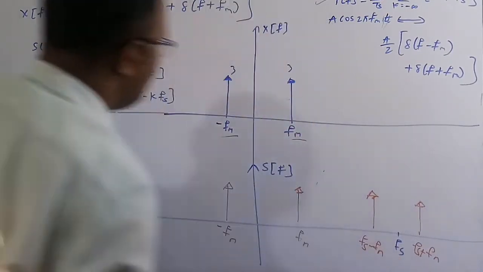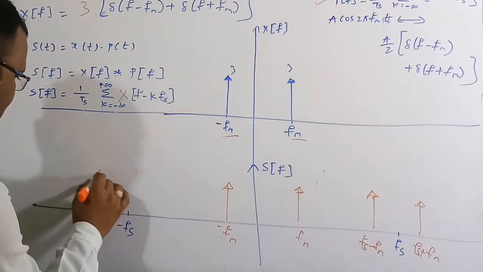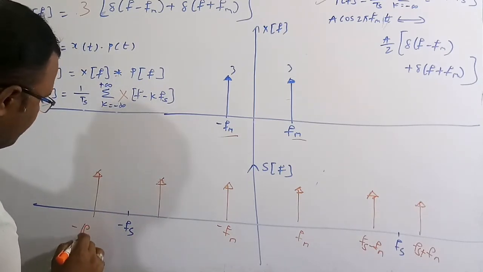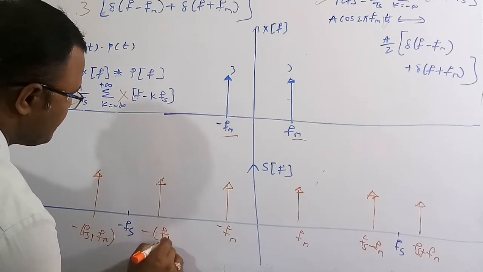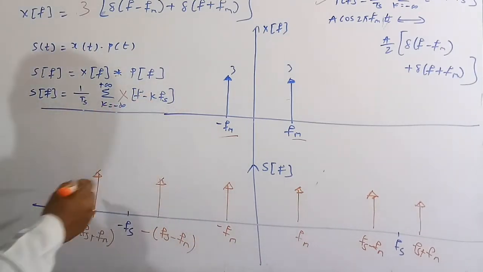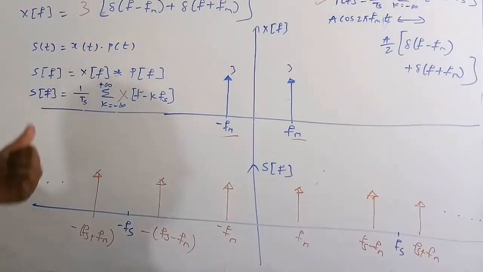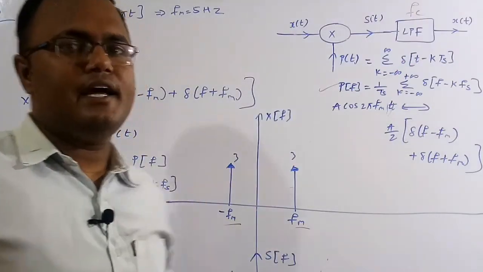Similarly, when k is equal to minus 1, it is going to shift to minus fs. So this will become minus of fs plus fm and this will become minus of fs minus fm. Again, if you take k equal to 2 and so on, it goes on. So this is the diagram of s of f. But here, by using the low pass filter, we need to get back the x of t.